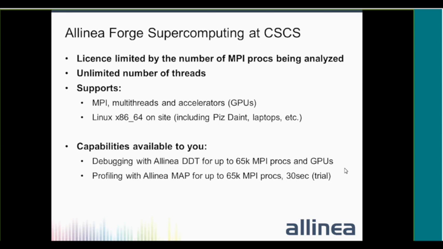On CSCS systems, you have access to Allinea DDT Supercomputing, up to 65,000 MPI processes. This means that you can pretty much debug almost any kind of job on your system. This license supports MPI, but also GPU debugging, meaning that you can debug applications using CUDA and OpenACC without any problem. You also have access to Allinea Map, which is the profiler. But this is only a trial license, which means that you can only profile the first 30 seconds of your job.